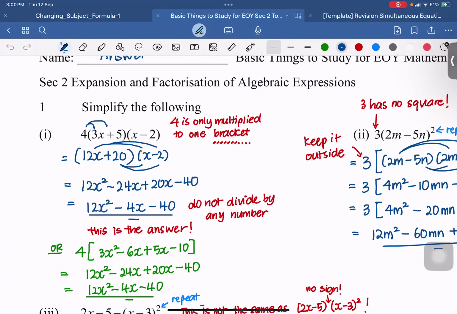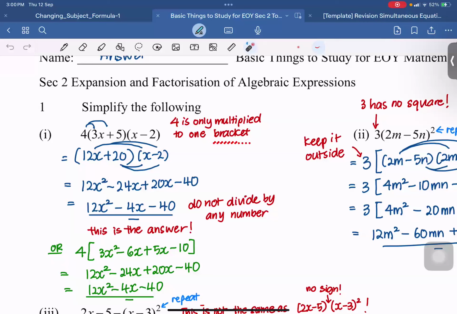Simplify the following. A common mistake students make is to multiply the 4 into the first bracket and also into the second bracket. But the 4 can only be multiplied one time. Either you expand 3x plus 5 times x minus 2 first, the rainbow method, then multiply the 4 in, or you multiply the 4 into the first bracket, so 12x multiplies to x, 12x multiplies to negative 2, 20 to x, 20 to negative 2, to give you the answer.